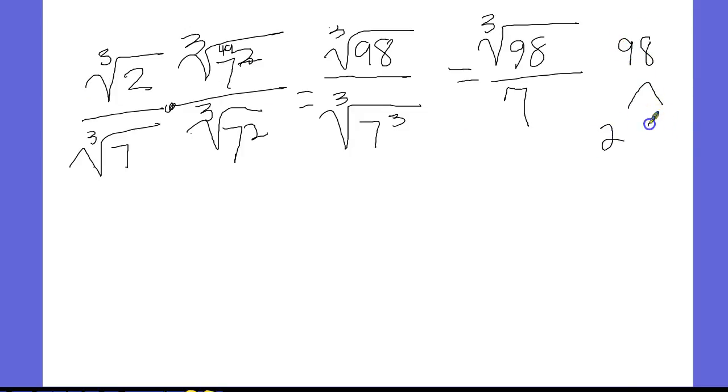2 times 49, and 49 is 7 squared, and that's prime. Do I have a cube there? I got a 2 to the first and a 7 squared, and none of those are cubes. So it cannot be simplified. That's all it is. The cubed root of 98 over 7. But the denominator is rational now. Okay, questions?